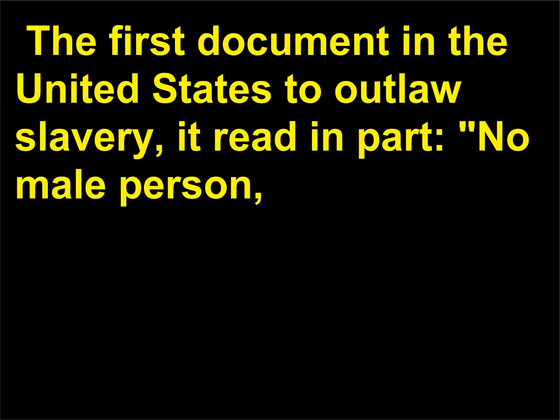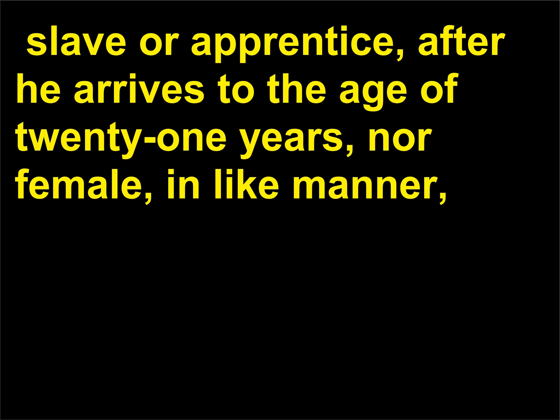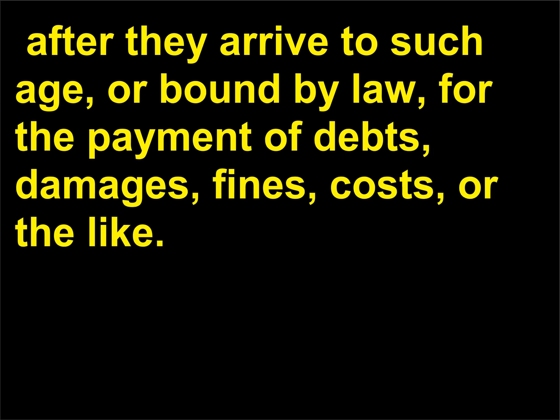The first document in the United States to outlaw slavery, it read in part, "No male person born in this country, or brought from oversea, ought to be holden by law, to serve any person, as a servant, slave or apprentice, after he arrives to the age of 21 years, nor female, in like manner, after she arrives to the age of 18 years, unless they are bound by their own consent. After they arrive to such age, or bound by law, for the payment of debts, damages, fines, costs, or the like."